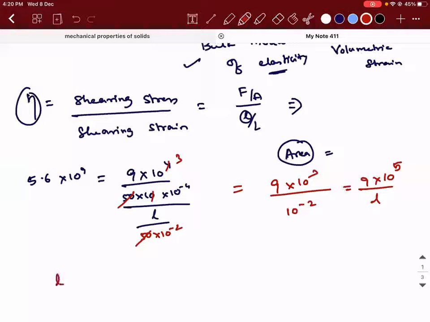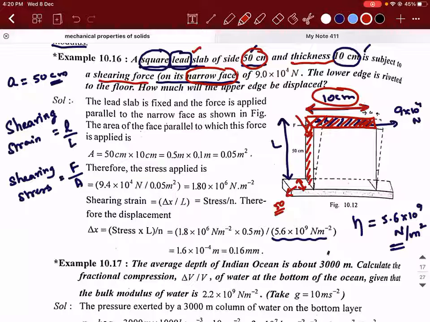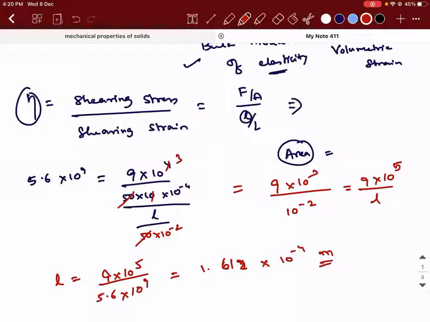Did anyone get the answer? 9 into 10 power 5 divided by 5.6 into 10 power 9. So it should be 1.61 into 10 power minus 4. It is in meter only, right? Yes, sir. So 1.61 into 10 power minus 4 meter, or you can write it in millimeter also: 0.16 into 10 power minus 3 meter, which is going to be 0.16 millimeter.